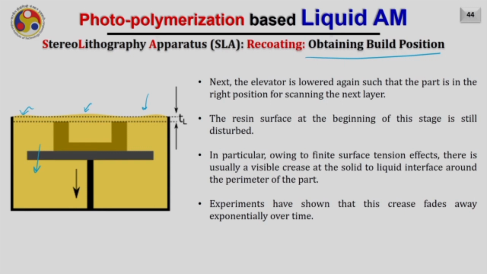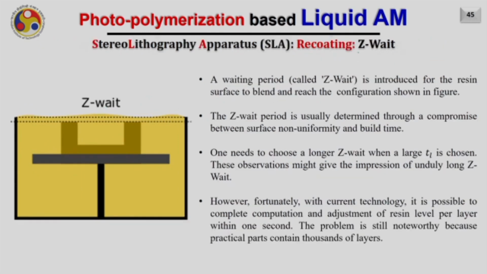Experiments have shown this crease fades away exponentially over time. So after obtaining the build position, as this crease has to go away, we need to wait. And this waiting is called Z wait, and that is our next step. After obtaining the desired position, we have to just wait at that particular Z height. A waiting period is introduced for the resin surface to blend and reach the configuration as shown in this figure.